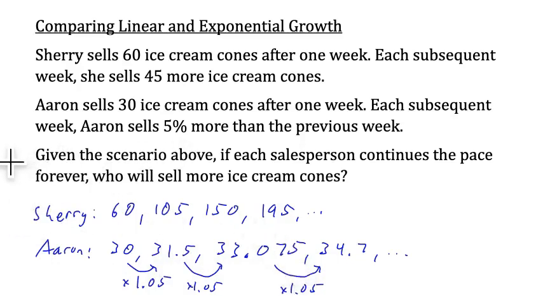So given this scenario above, if each salesperson continues the pace forever, who will sell more ice cream cones? Aaron. Because his pattern demonstrates exponential growth. At first, his ice cream totals are growing slower, but over time, he will catch up to Sherry.